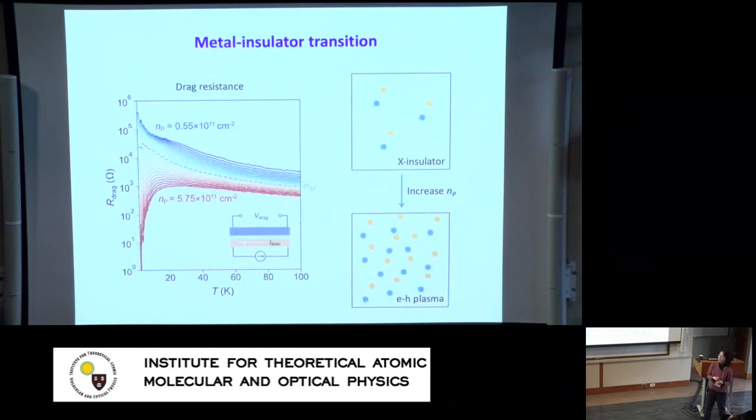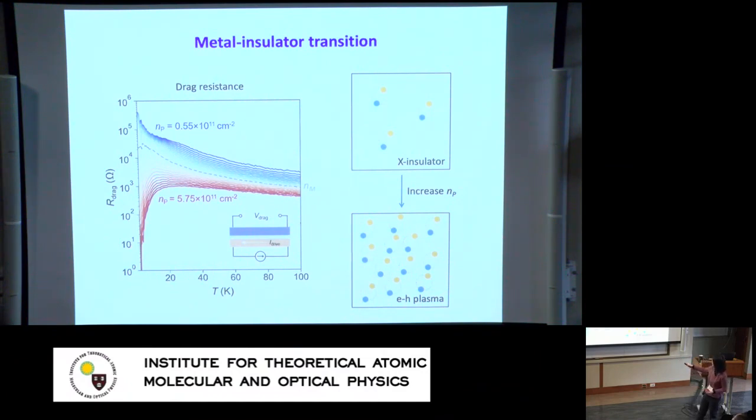I can also plot this in terms of drag resistance, with the circuit open. For small density, that's when the electron and hole are bound, and you see this insulating behavior. When you lower the temperature, it goes up. That just tells me I have a bound electron-hole pair. If one circuit is open, I cannot flow current, even with the drive. But when I increase the density, they dissociate into an electron-hole gas, then it becomes metallic. And this resistance is due to friction.